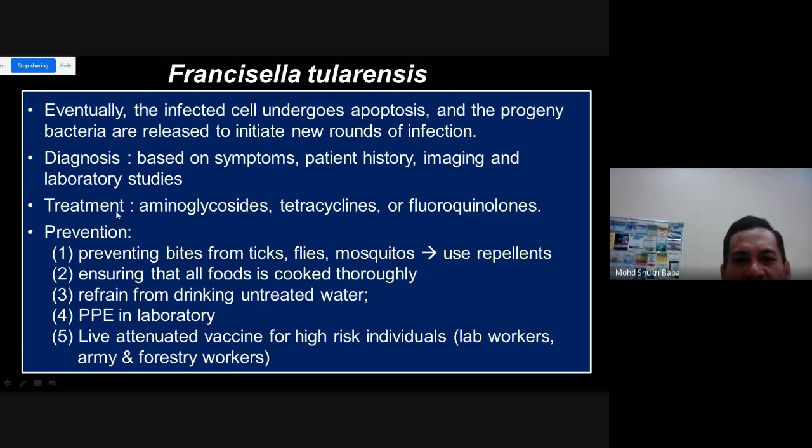Alright, and then you have a treatment: preventing bites from ticks, fleas and mosquitoes, use repellents. Okay, repellents tu ubat yang you sapu pada kulit you untuk mencegah daripada dihinggapi oleh serangga. Ensuring that all food is cooked thoroughly, refrain from drinking untreated water, PPE in laboratory, alat perlindungan diri. Kita ada vaksin, live attenuated vaccine untuk high risk individuals seperti lab workers, army, forestry workers. So ini adalah mereka yang berpotensi. Live attenuated vaccine ni maksudnya vaksin yang mengandungi pathogen yang masih hidup tetapi telah dilemahkan.